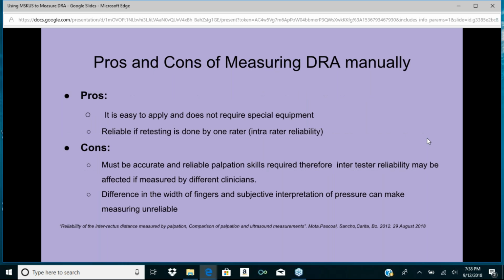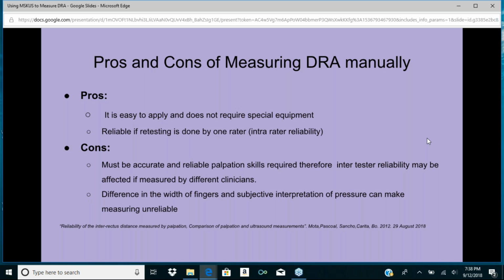The pros and cons of measuring manually: the pros are that it's easy to apply and does not require any special equipment, just basically your hand. And the reliability is good if the retesting is done by one rater. So the intra-rater reliability is good.